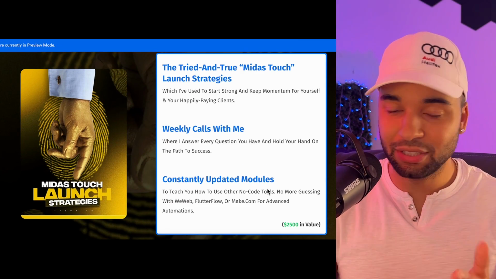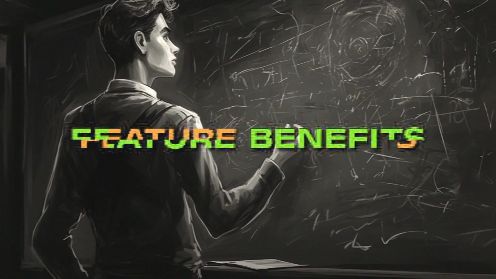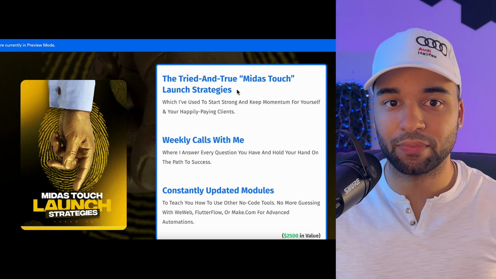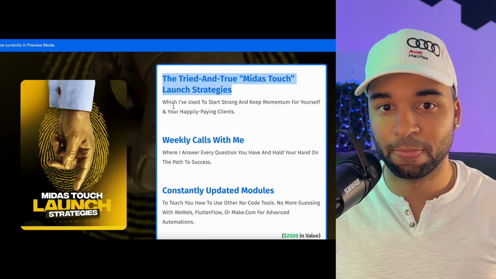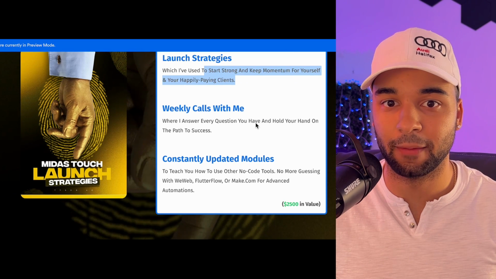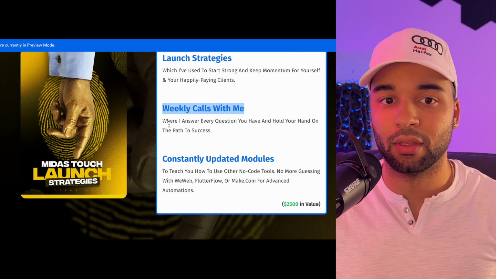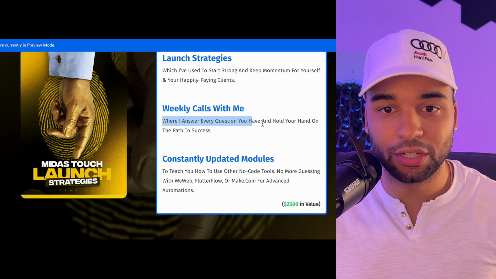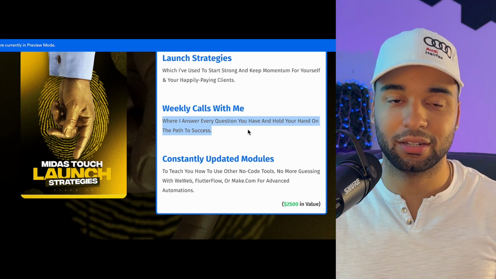Okay, so great. As you can see here, this is what's called feature benefits, right? So the feature is the launch strategies. The benefit is that you can start strong, keep momentum for yourself and your happy paying clients, right? Weekly calls with me is the feature. But the benefit is that I answer every question you have and hold your hand on the path to success.